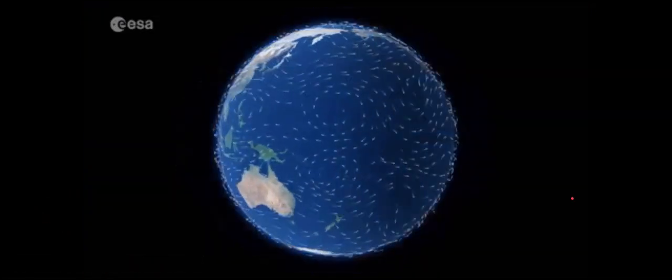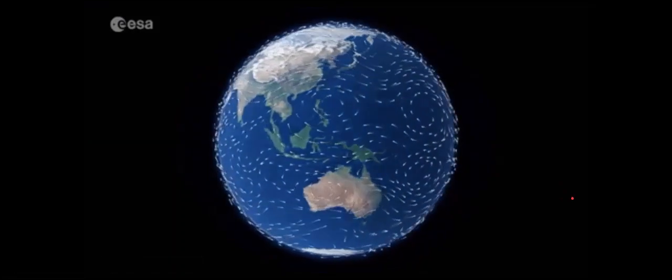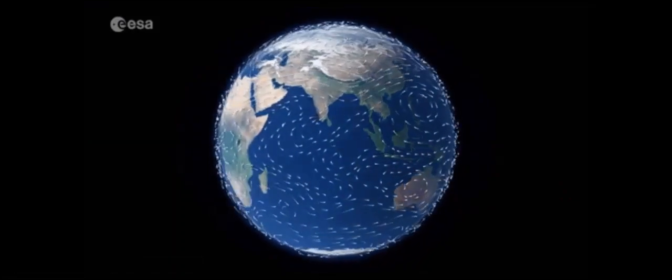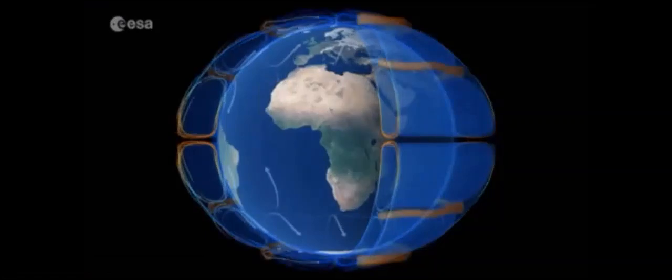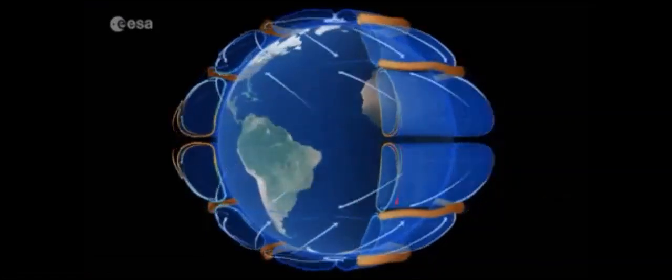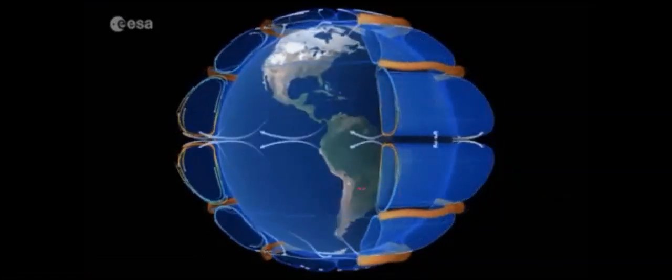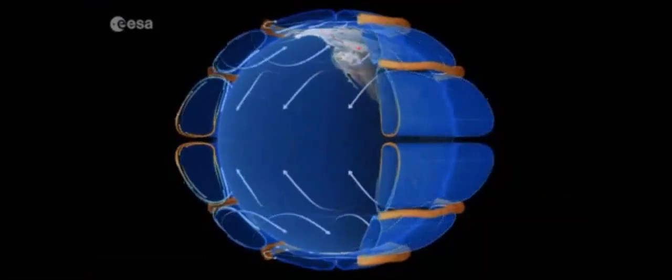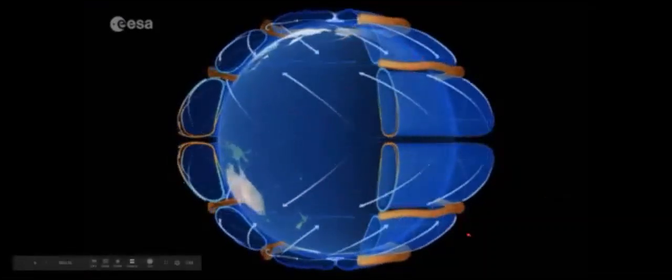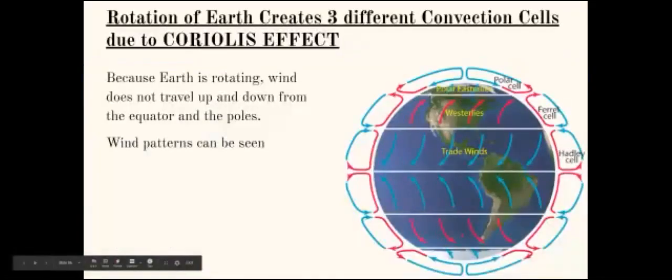This is just a GIF to show the different patterns of the wind. And one thing to note with this is because of the rotation of the Earth, not only does the air go up and down, but it also travels west and east, depending on where you are in the world. And this is shown in this image right here. You have the trade winds in the center of the world. You have the westerlies and the polar easterlies here.